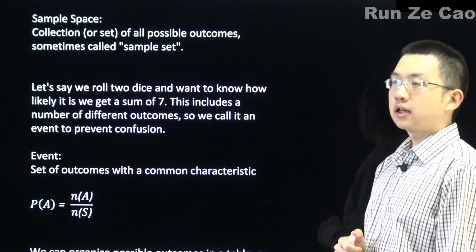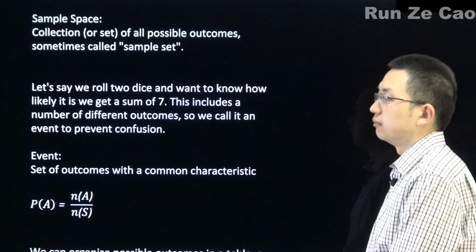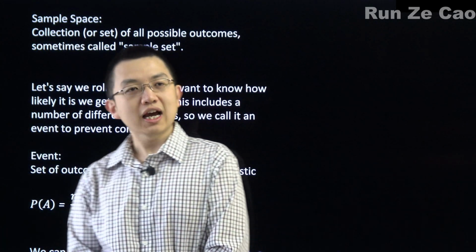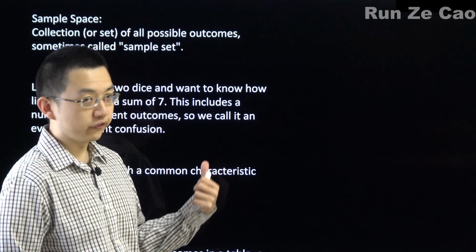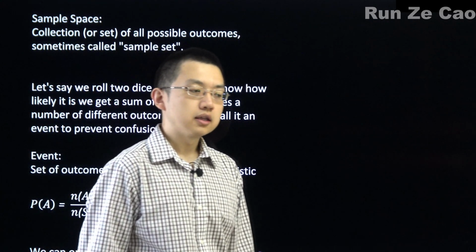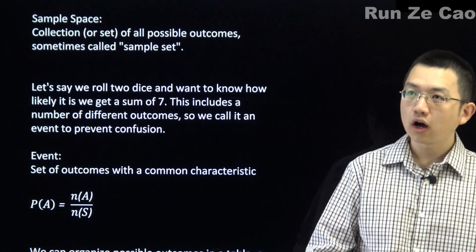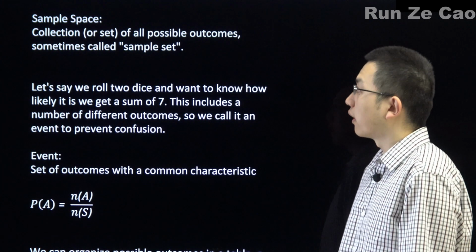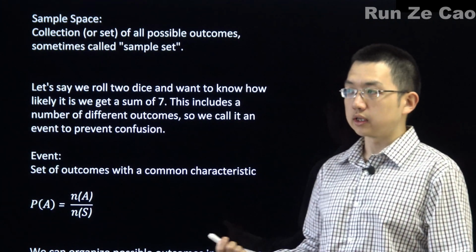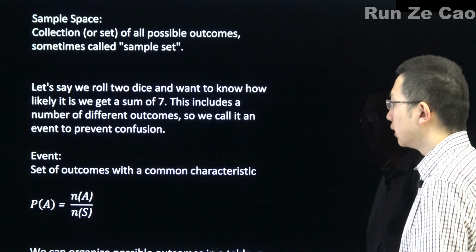However, there are many subsets for events. For example, the event of picking a 10. That's 4 of these outcomes. The event of picking a face card. Well, that's 12 of these outcomes because jacks, queens, and kings are all face cards.